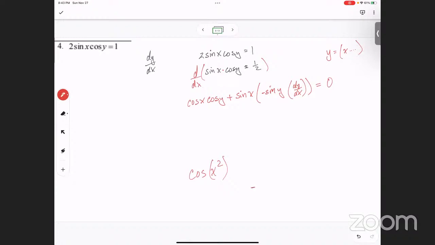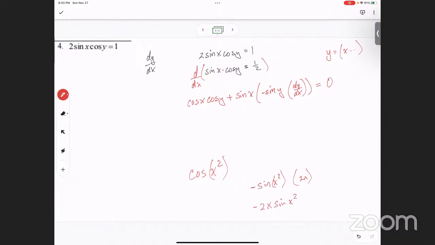Nope, it's negative sine x squared times the derivative of x squared, which is 2x. Oh, my bad. I meant 2x. Right? So it's actually negative 2x sine x squared, right? Right. Does that make sense?